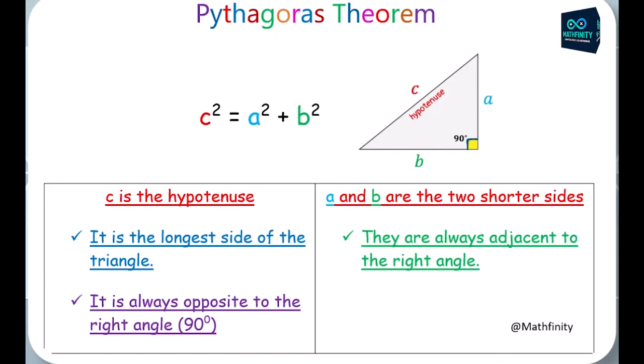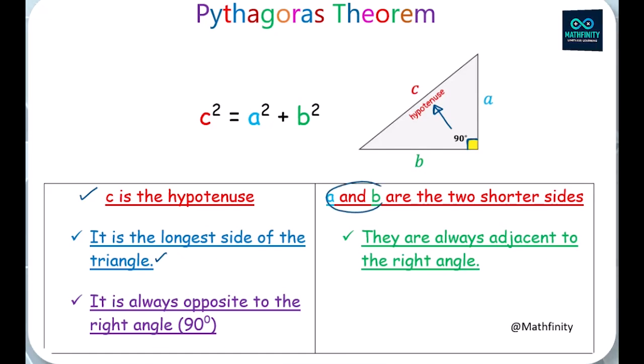What are these sides? A, B, C. I wrote it here very clearly. C is the hypotenuse, and the side opposite the 90 degree angle is called the hypotenuse. It is the longest side of the triangle. It is always opposite to the right angle. The hypotenuse must be opposite of 90 degrees.